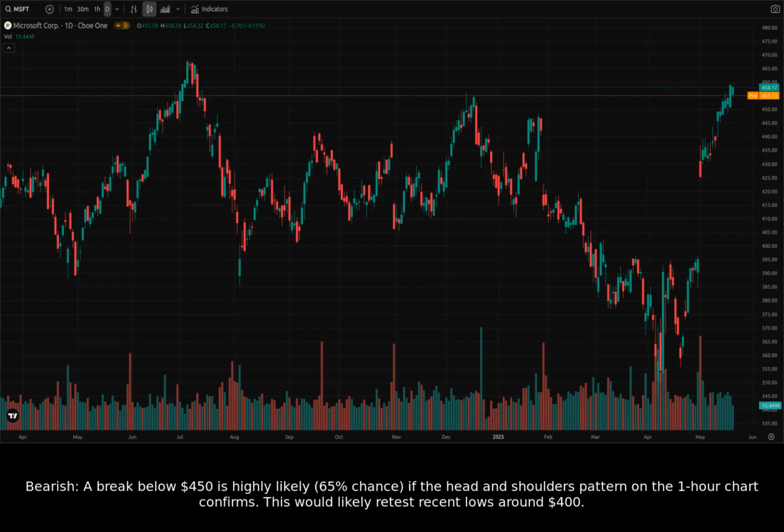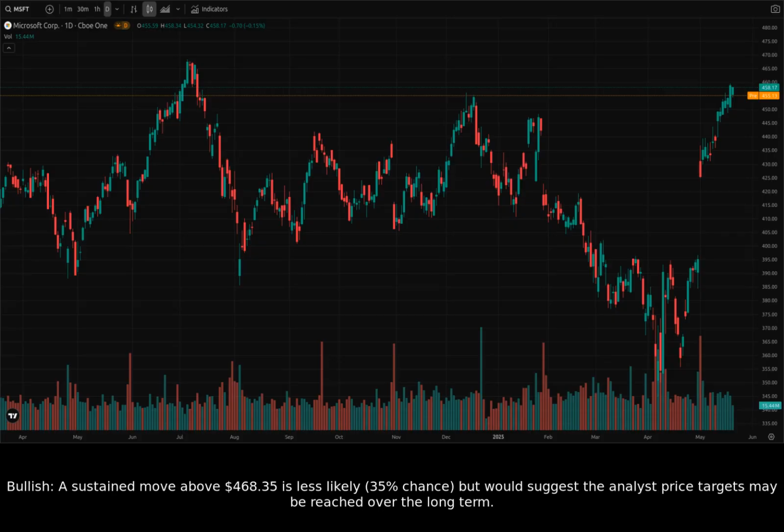Unbiased predictions. Bearish: a break below $450 is highly likely, 65% chance, if the head and shoulders pattern on the 1-hour chart confirms. This would likely retest recent lows around $400. Bullish: a sustained move above $468.35 is less likely, 35% chance, but would suggest the analyst price targets may be reached over the long term.